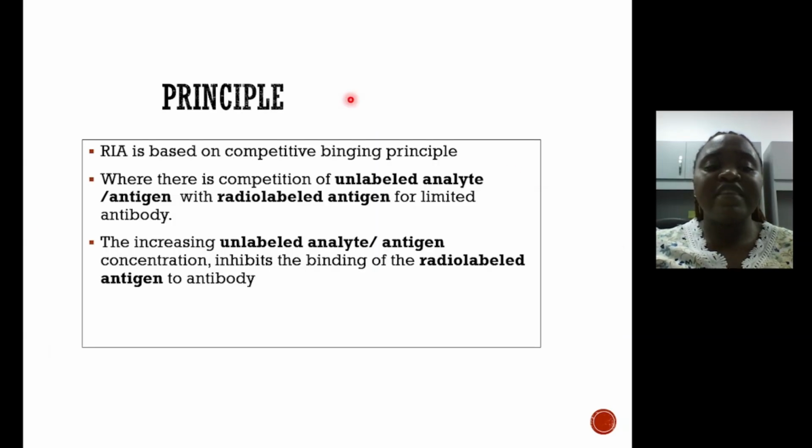The principle of this assay is based on competitive binding. In this competitive binding principle, there is competition of unlabeled analyte, or what we call unlabeled antigen, with a radiolabeled antigen for limited antibody, and therefore increasing unlabeled antigen concentration will inhibit the binding of the radiolabeled antigen to the antibody.